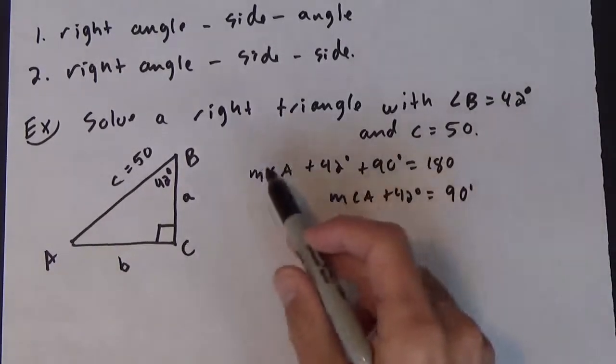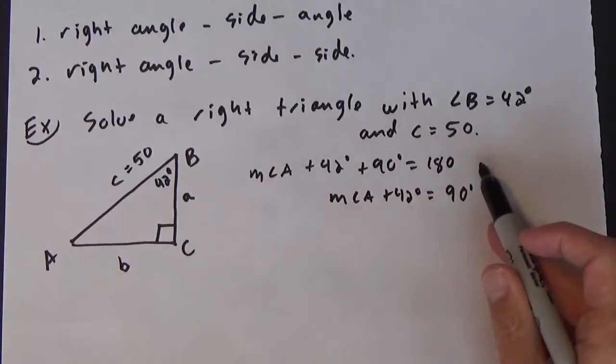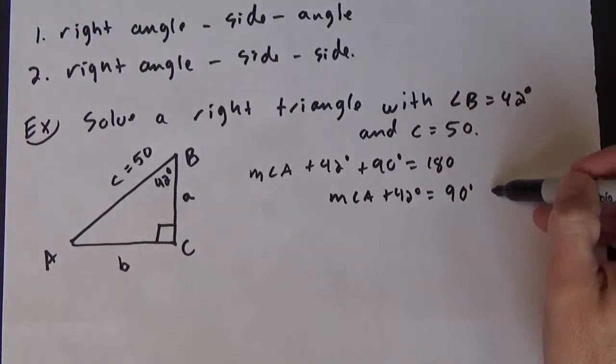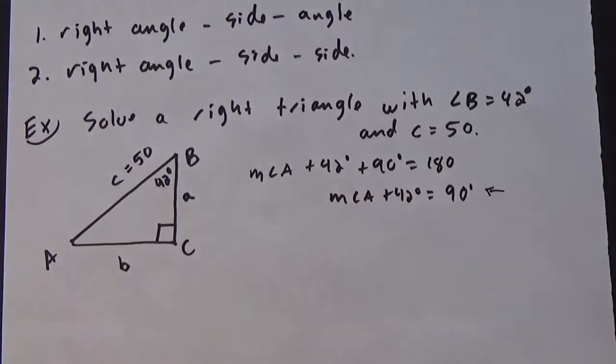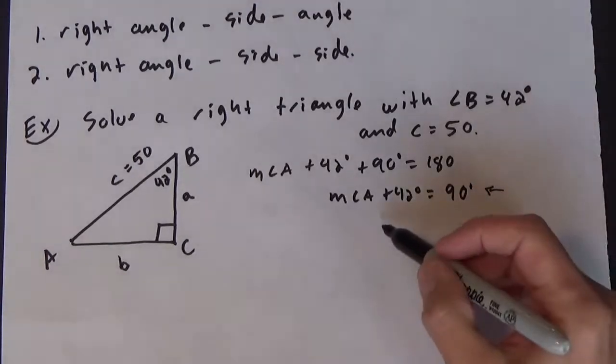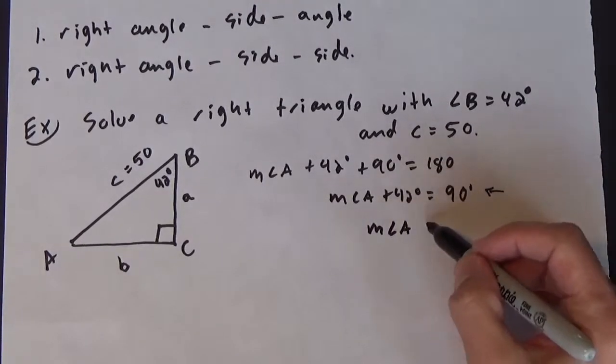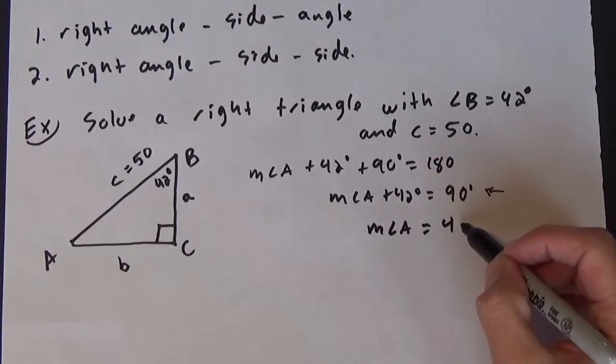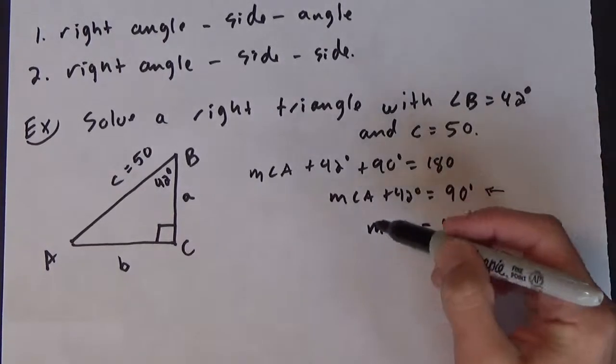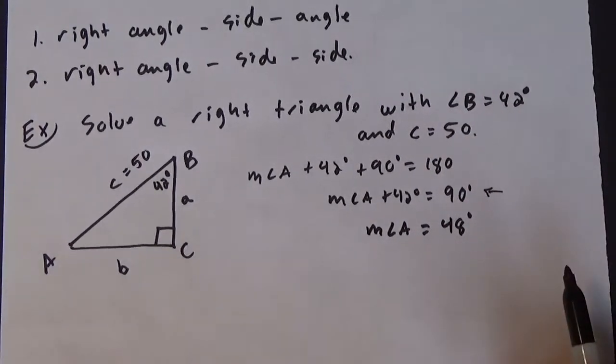So you can always start with this particular first step, but I usually go ahead and remember that the sum of the acute angles in a right triangle adds up to 90. It just makes it a little bit quicker. Anyways, we subtract 42 from both sides, and the measure of angle A equals 48 degrees. All right, there we go. So that's our first thing.